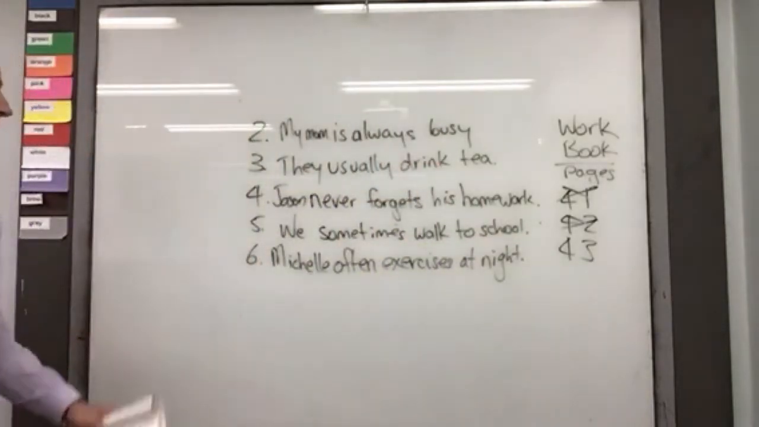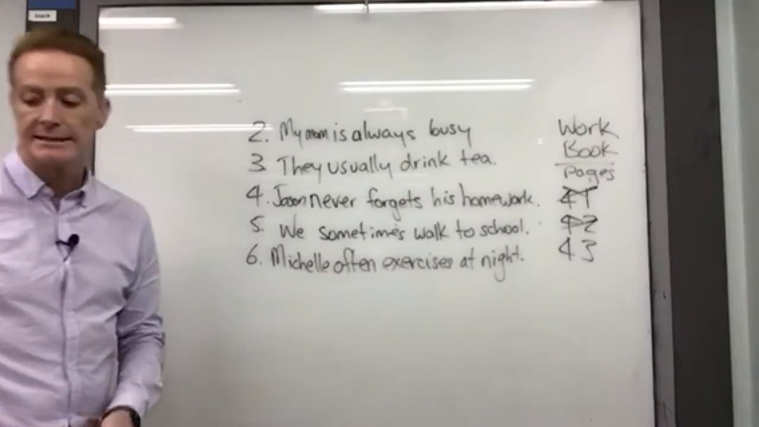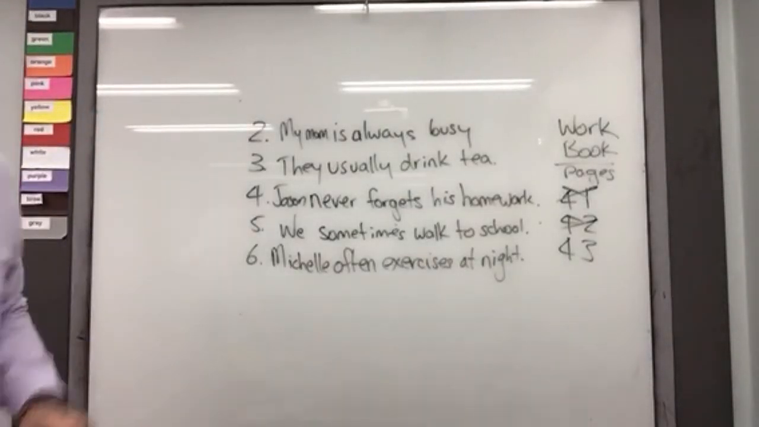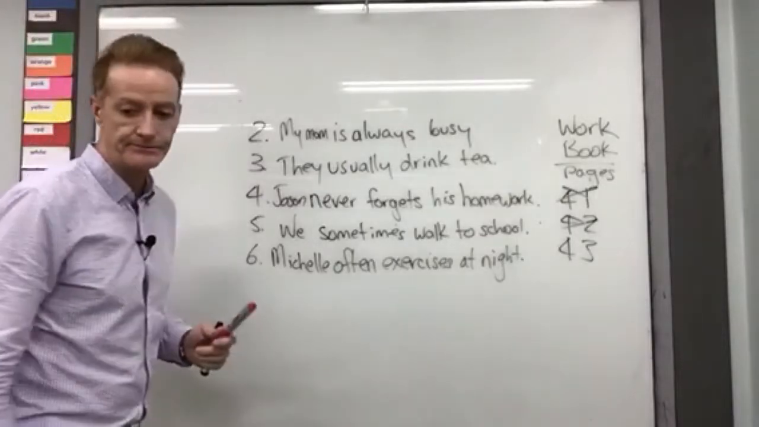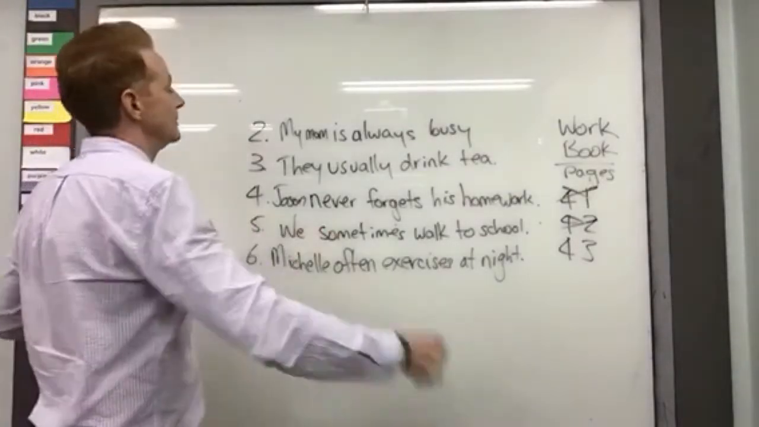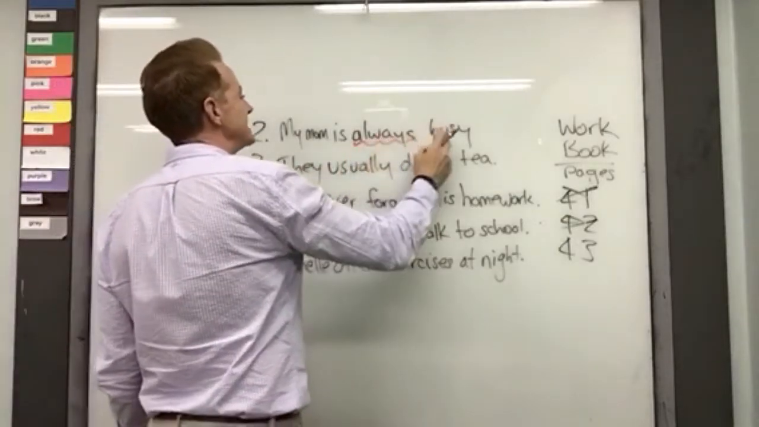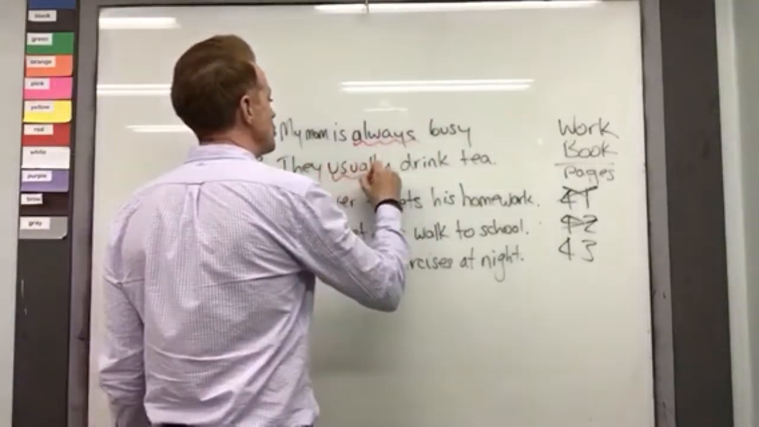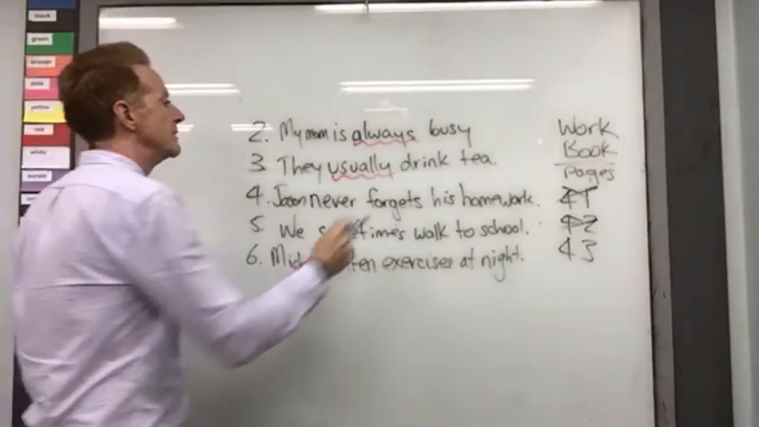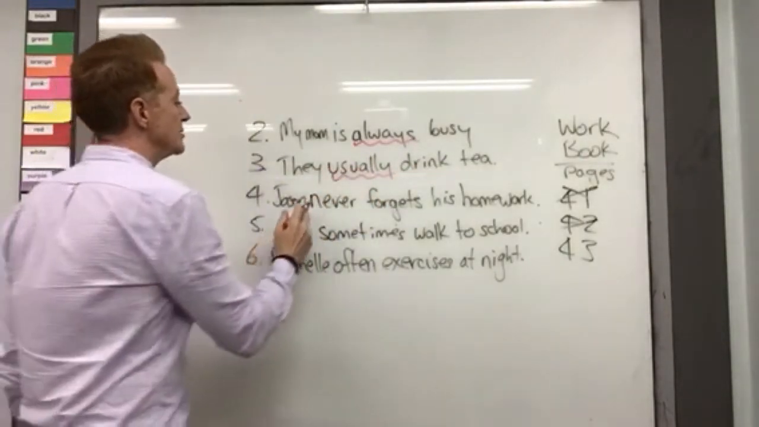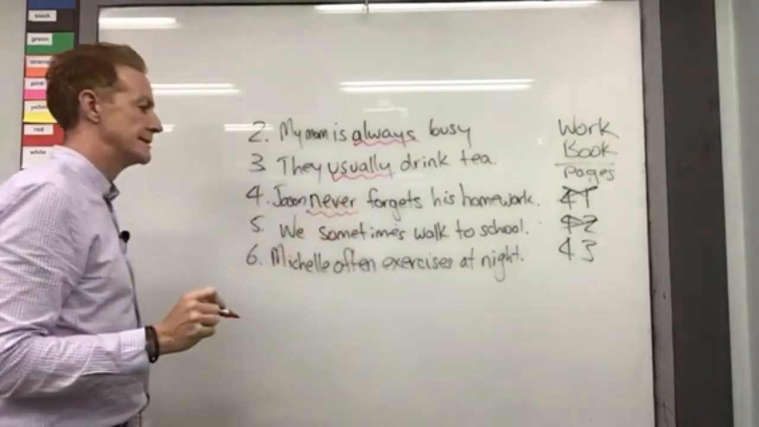So number 6, Michelle often exercises at night. Now, I'm just going to show you what the frequency adverb is. So here, always. My mom is always busy. They usually drink tea. So here is the verb drink. This is the frequency adverb. Jason never forgets his homework.